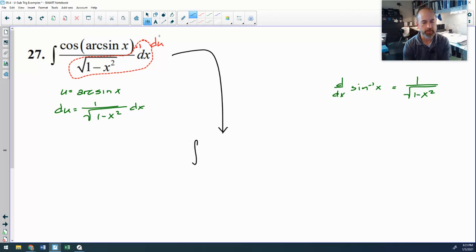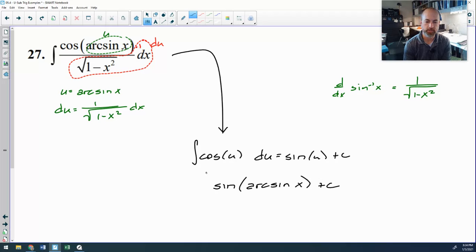So I take out the du first. Take all that stuff out and I replace it with du. Then I look at what's left. I have cosine of the arc sine of x, and that arc sine x is going to be u. So we are left with the cosine of u du. The antiderivative of cosine u is sine of u. And so then we substitute the u back in, and my final answer is the sine of the arc sine of x plus c, which is correct.